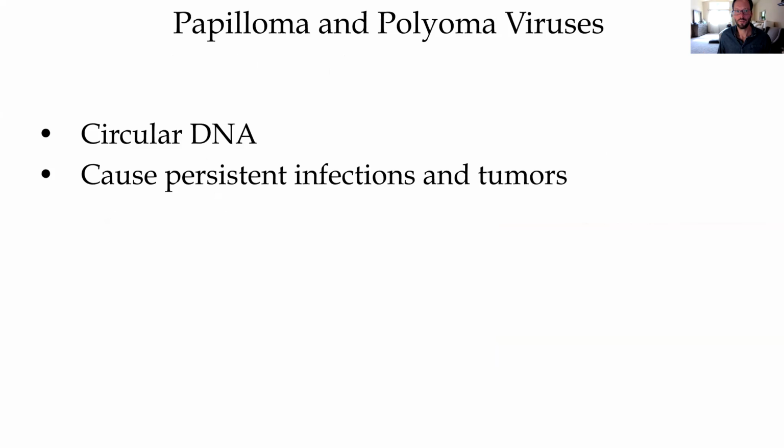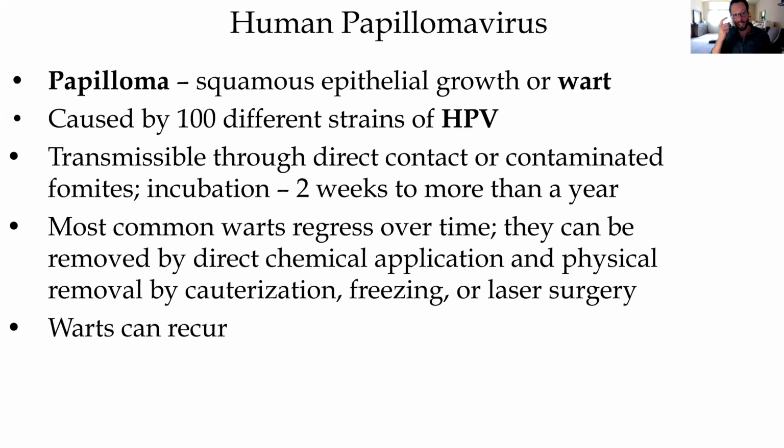Papilloma and polyoma viruses are circular DNA, okay? So it's kind of like a plasmid. Remember I said a plasmid was a bacterial genome that's circular. With these viruses, their genome is also circular, and they can lead to persistent infections and tumors. Both polyoma and papilloma can cause different types of tumors. The papilloma virus is also the wart virus, right? Over 100 different strains of HPV. And this can be transmissible through direct contact or contaminated fomites.